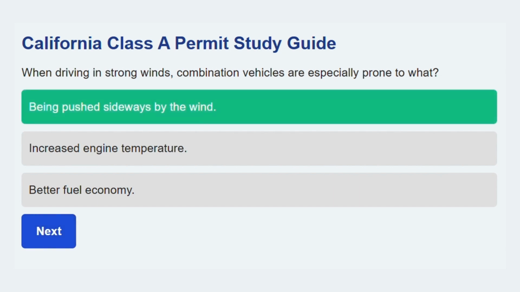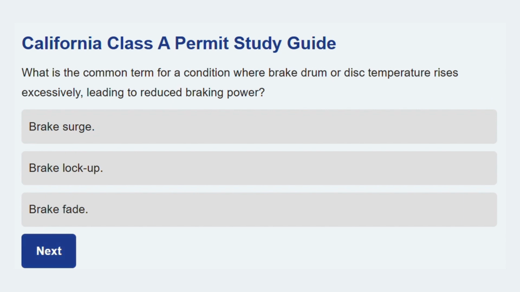Okay, what's next? What is the common term for a condition where brake drum or disc temperature rises excessively, leading to reduced braking power? Brake fade. Overheated brakes lose their effectiveness.